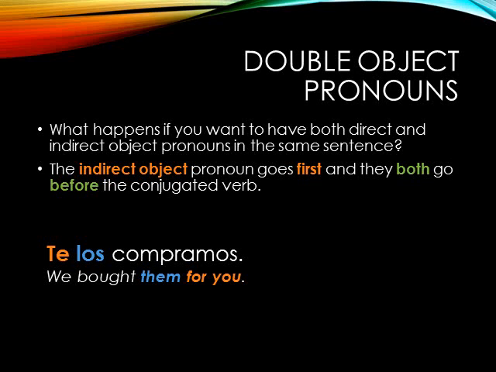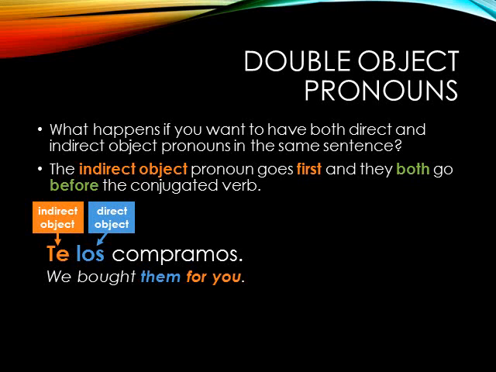Okay? So, if I wanted to say, we bought them for you, the them is the direct object. For you is the indirect object. So we're going to replace those in Spanish with te for you, and then them would be los. So the indirect object comes first, te coming first, then los will follow. Te is our indirect object, and our direct object is los.